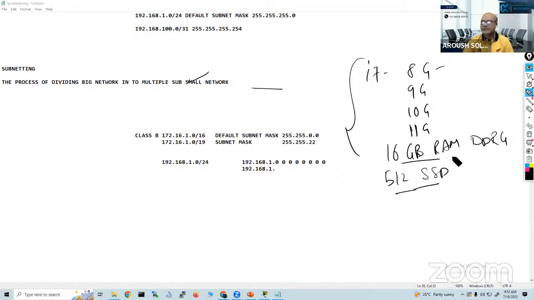RAM minimum 16 GB, depending upon your budget. If you go for a new one, I think i9 has also come, the 11th or 12th generation, and Wi-Fi, I think 802.11n.